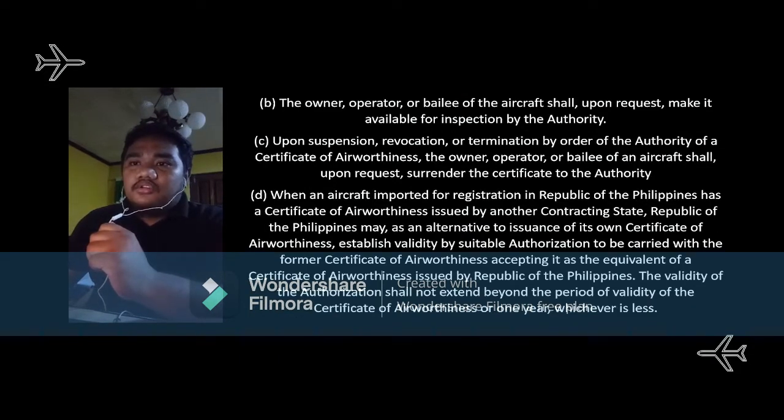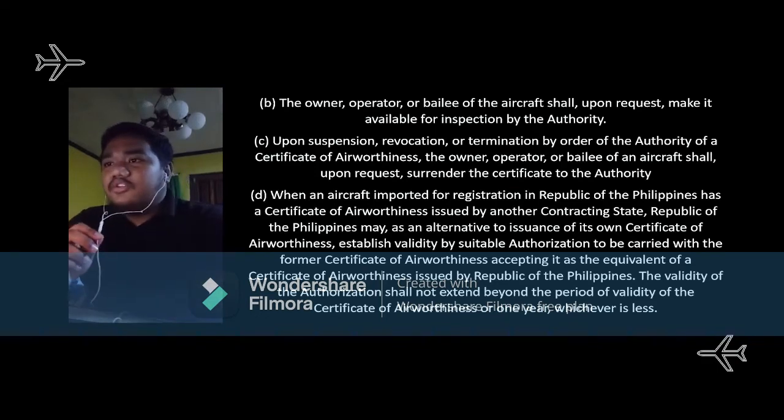The owner, operator, or bailee of the aircraft shall, upon request, make it available for inspection by the authority. Upon the suspension, revocation, or termination by the order of the authority of a certificate of airworthiness, the owner, operator, or bailee of an aircraft shall, upon request, surrender the certificate to the authority.